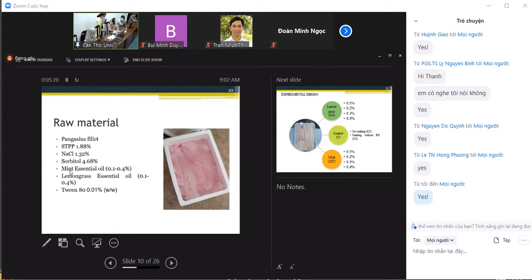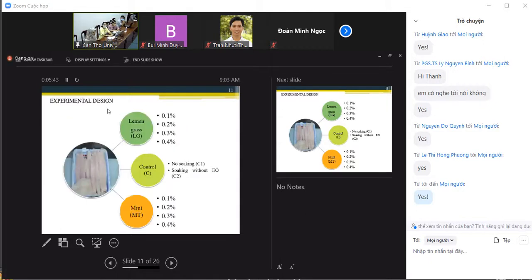We had more essential oils before, but the ones that have good attributes in antimicrobial compounds and also acceptability in sensory are mint and lemongrass. And of course, to combine this oil with the water, we need an emulsifier, which is Tween 80 with a concentration of 0.01.